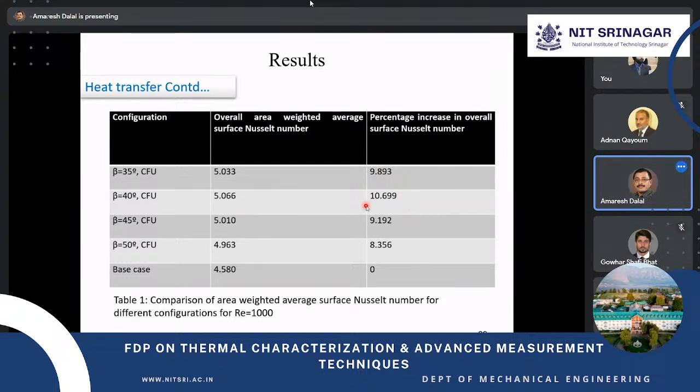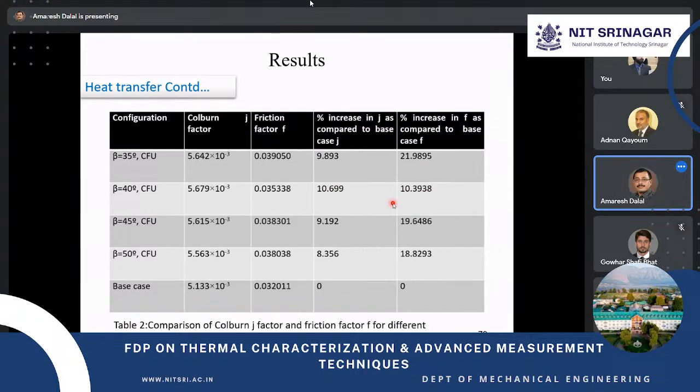We got almost 10% increase in the overall surface Nusselt number compared to the base case. And now we are calculating the Colburn j factor and friction factor. Now you can see friction factor also, compared to the base case, in this case it is 21%, but for beta equal to 40°, we got 10% increase.